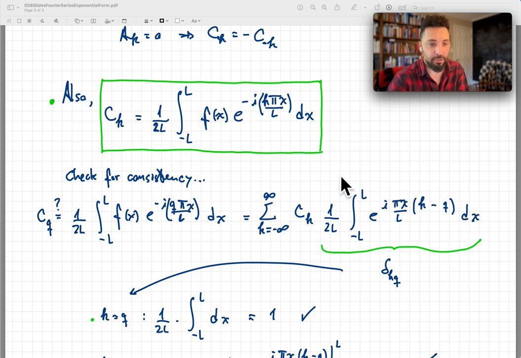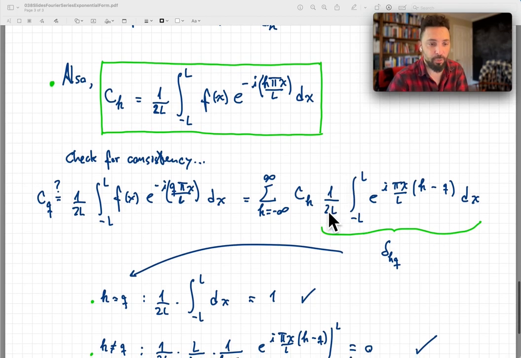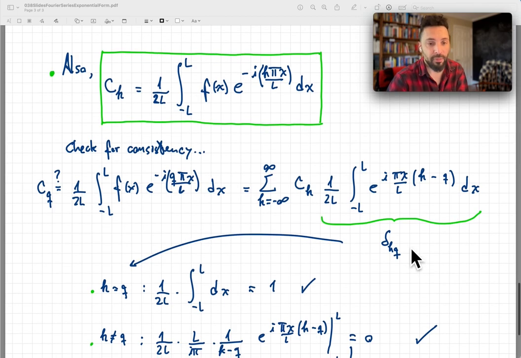And it turns out, and I will show you next, that this integral together with the 1 over 2L is actually delta of kq, the Kronecker delta of kq. If you sum over all possible values of k, that's going to select only the one k that is equal to q, and so that indeed gives us c_q. So if we can show that this integral divided by 2L is delta of kq, that is to say that it is 1 if k is equal to q and 0 otherwise, then we're done. Our job is done because this sum will cover all possible values and select c_q automatically.